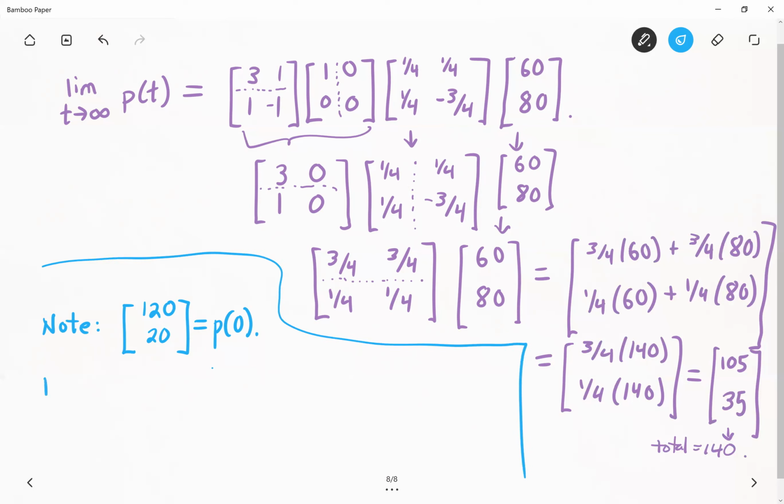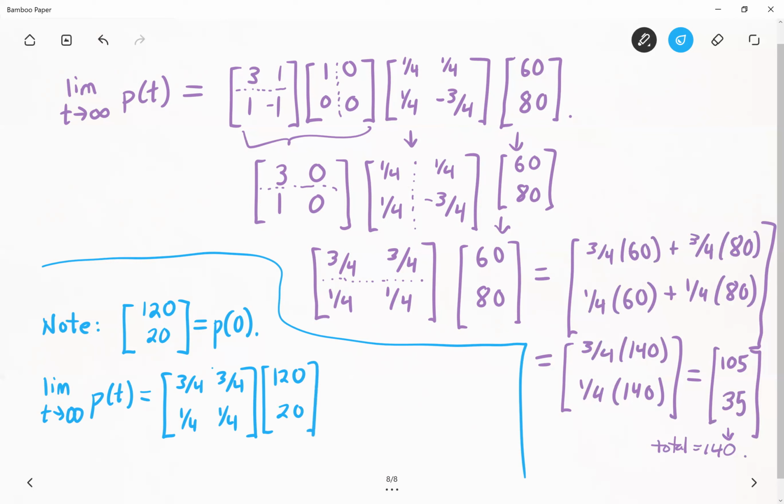Well, again, the limit when time goes to infinity of the population is still going to turn out to be the same matrix, 3/4, 3/4, 1/4, 1/4, times 120 and 20. Going through the same calculations, you're going to see that once again we'll still get 3/4 times 140, and then 1/4 times 140. And so in this case, again, we get 105 and 35.